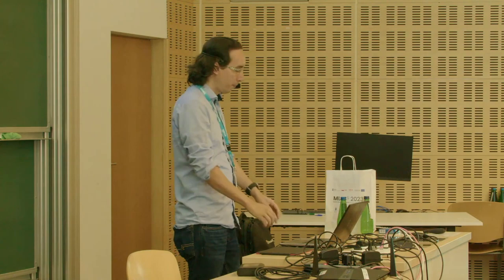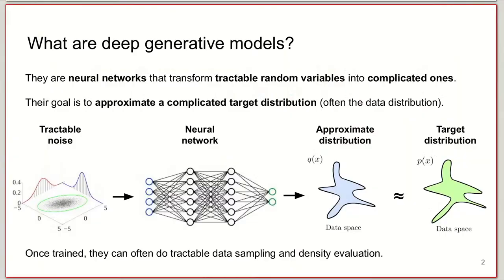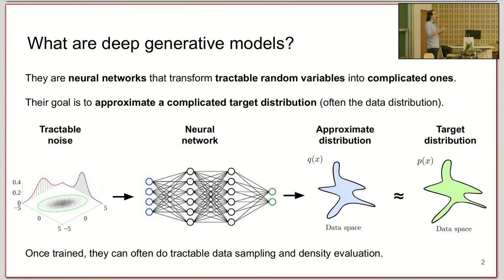What are deep generative models? They are neural networks that receive some tractable noise distribution as input, as shown in this figure. The neural network then transforms this noise into some complicated distribution at its output that tries to approximate a target that is also quite complicated. The idea is that you can train them from data or from values of this target probability. Once you have trained them, you can generate synthetic data from these models, and the data will have similar properties to the data that was used to train the models. You can also do density evaluations and other things that can be useful for things that we will see later. So we're going to be focusing on this.